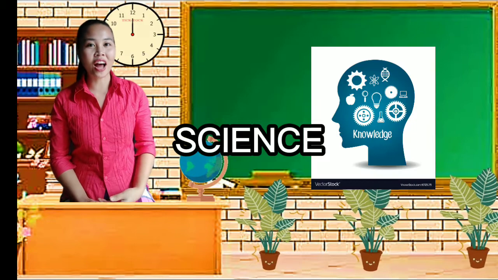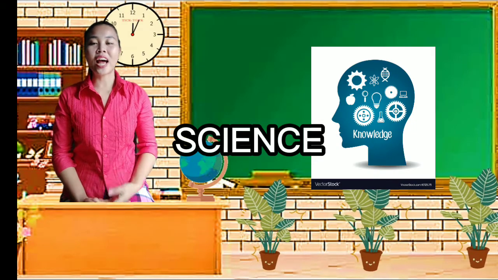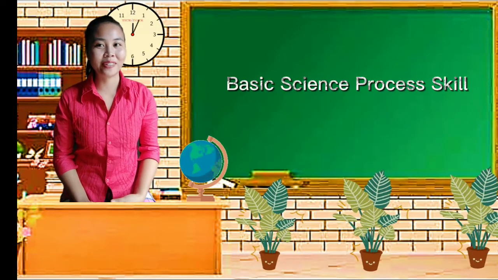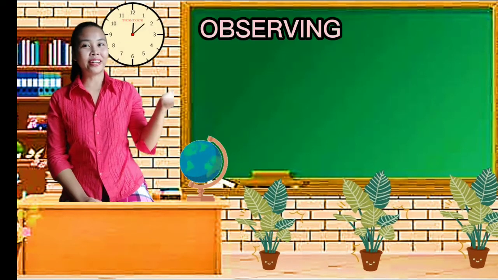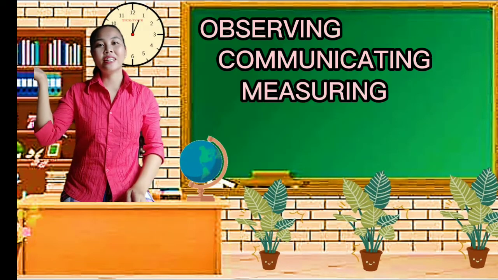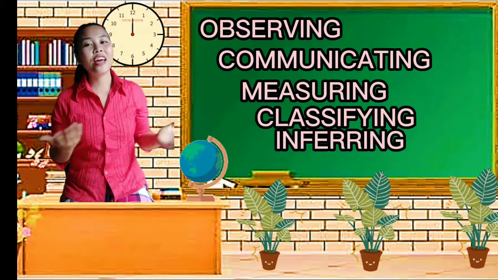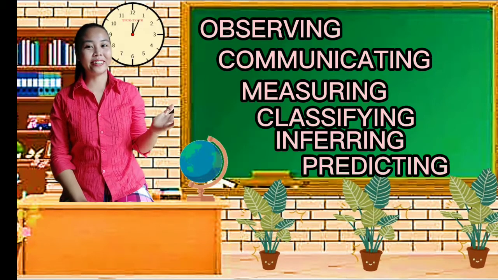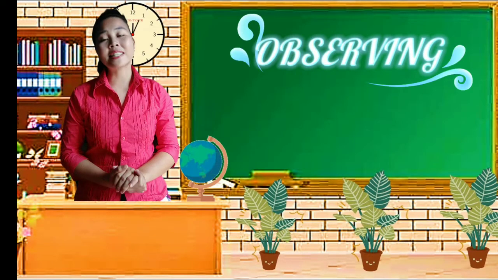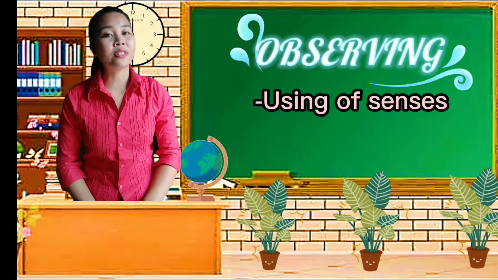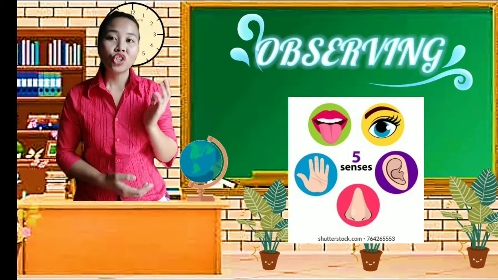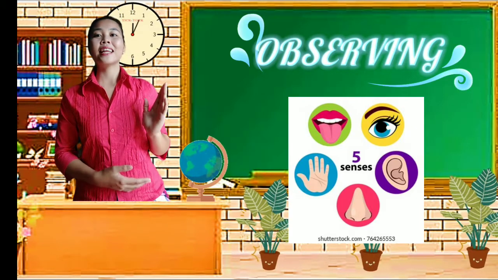In order for us to acquire knowledge through science, we need some basic skills, and these include the following: observing, communicating, measuring, classifying, inferring, and predicting. So first is observing. Observing is a skill where we use our senses: sight, hearing, touch, taste, and smell.